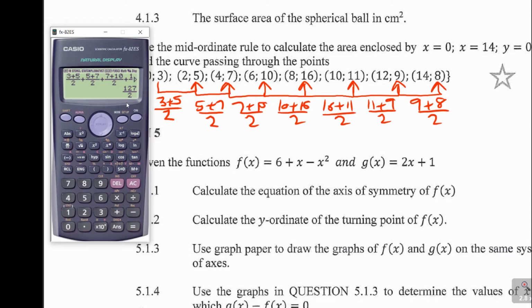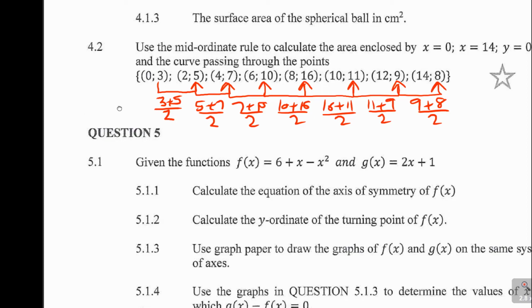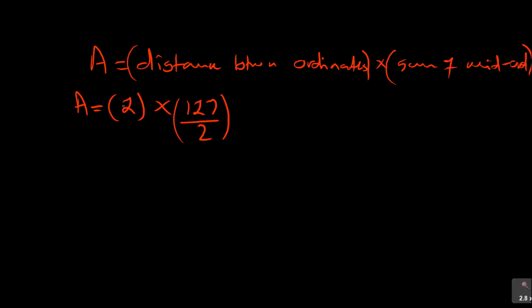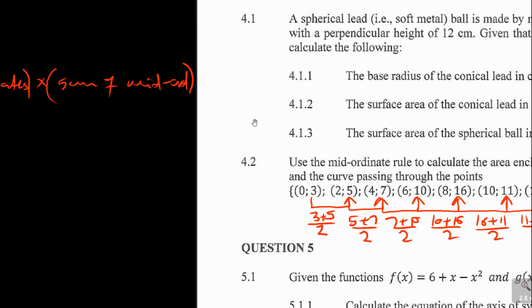Say equal to, you've got 127 over 2. So here you come and say, okay, times 127 over 2 in brackets. And if you're using the calculator right, that 2 multiplies that 2, the answer there, A, is equal to 127. Done. Guess what? Centimeters squared, if ever they were dealing with centimeters. I didn't check that.